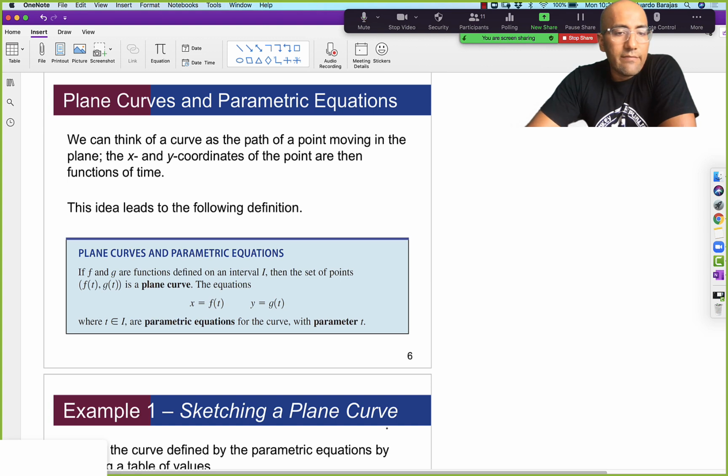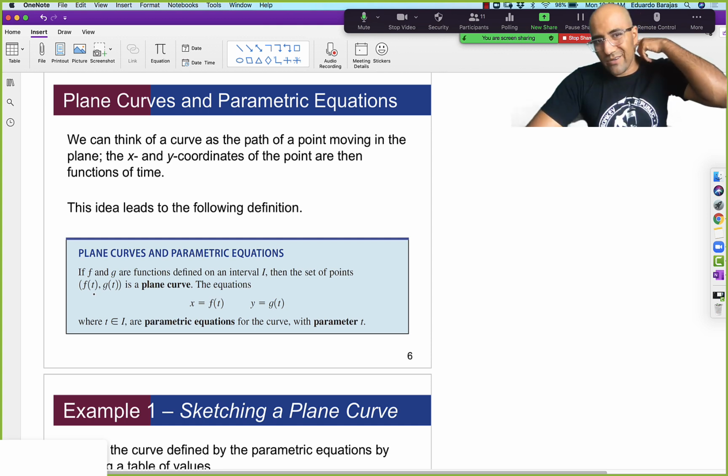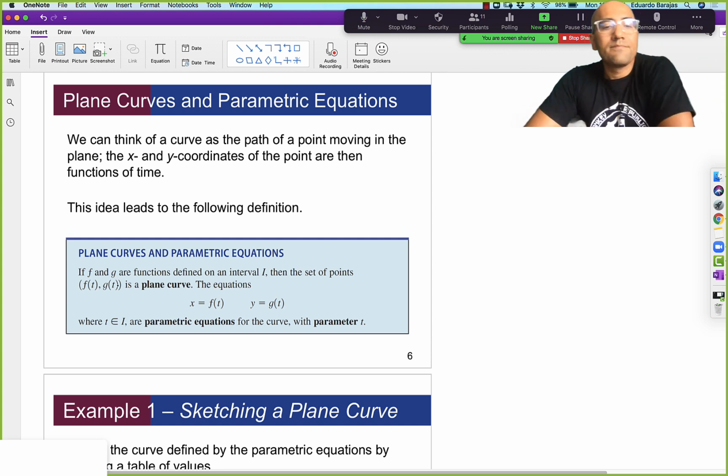So if f and g are functions defined on the interval I, then the set of points f of t and g of t is a plane curve with these equations. Right? What in the world does all that mean? What this means is that we're going to be looking at situations where the ordered pairs that we're graphing are themselves the outputs of different equations measured by a third variable, which is usually t, and we often refer to it or let it be equal to time.